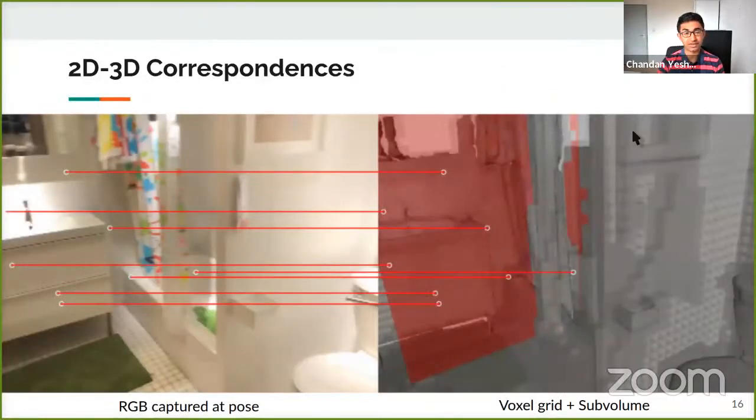So we'll see what these correspondences actually look like. This is the RGB image taken from a certain camera pose, and this is the 3D mesh that we started out with. Here, this is the voxel grid that we have computed from the mesh, and the red region is the part of the voxel grid that we are actually considering. So we can see that we are only mapping pixels within this subvolume.